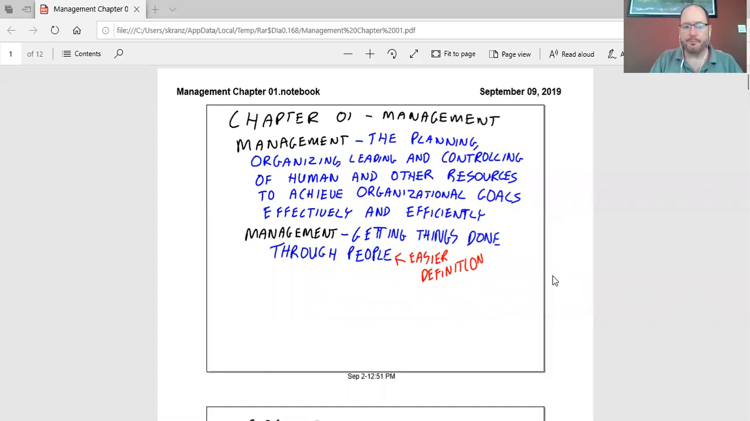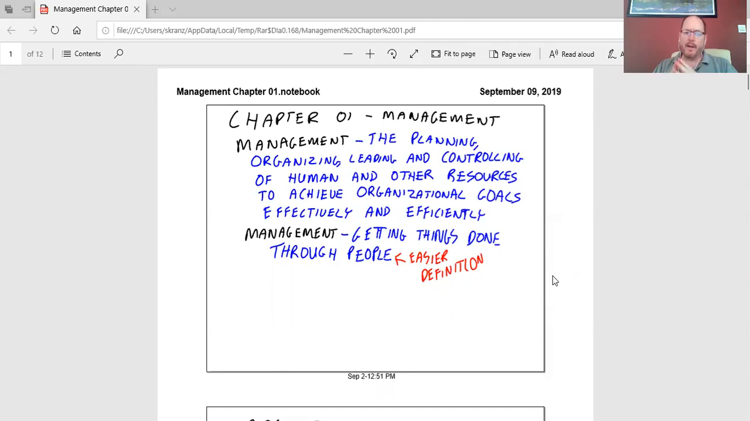Let's see. So the first thing I need to do is to share the screen that has the notes. So this is a review. I'm not covering all the slides again. I'm simply doing a review.